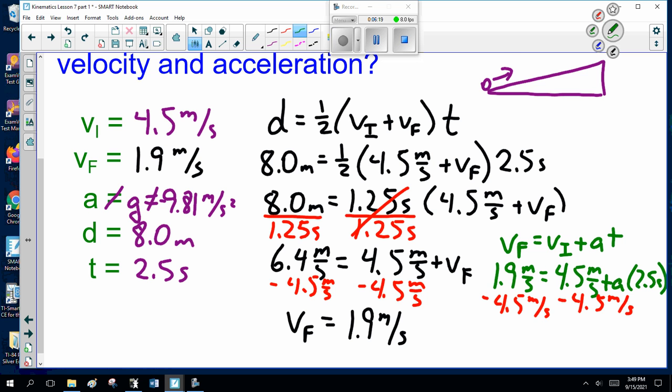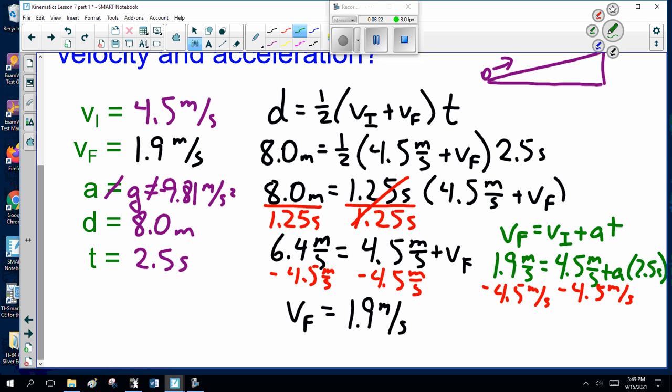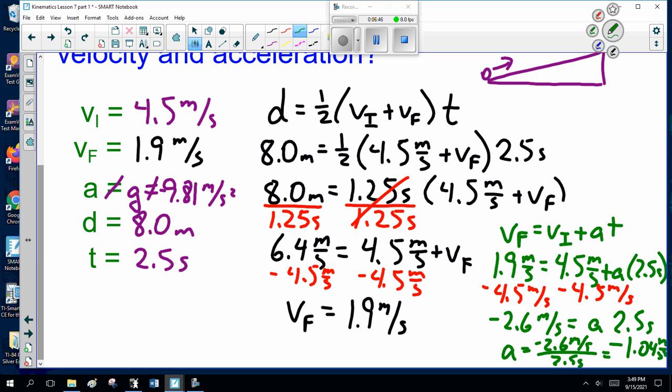So that gives me a velocity of minus 2.6 equals a times 2.5 seconds. So a is minus 2.6 meters a second divided by 2.5 seconds, which is minus 1.04 meters per second squared. Okay? Now that's the nastiest question I can throw at you. If you've got that, I'm happy.